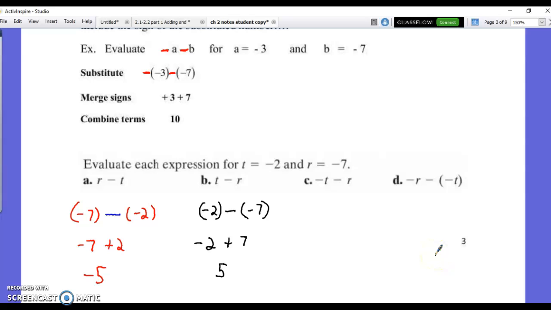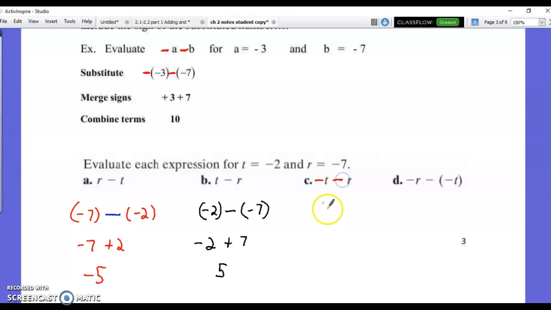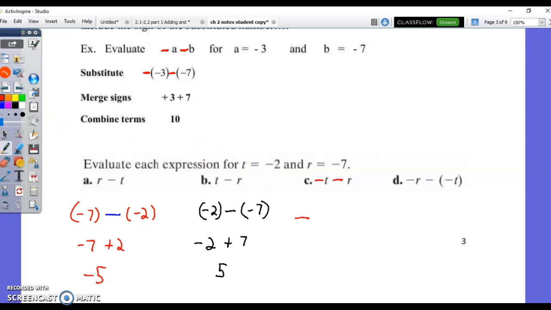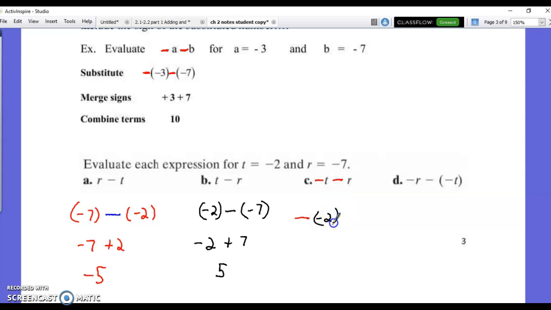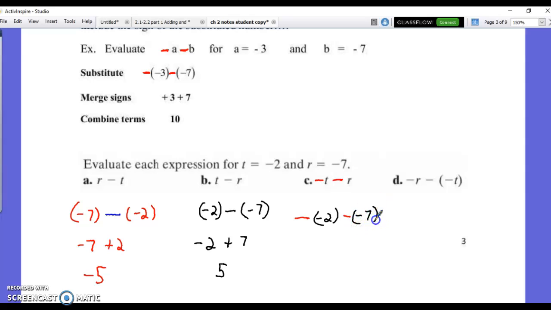All right. Now, if I'm not writing out the signs first, again, I'm going to make these red so you can see here's the original problem with these minuses in here. So I'm going to need to write down the minus, and then I substitute the t. In this case, my t is negative 2. I'm going to go ahead and put that in parentheses. Now I have a minus that's in the problem, and the number I'm substituting in is a negative 7. I'm putting that in parentheses.